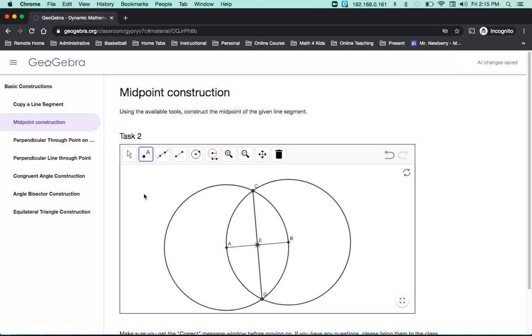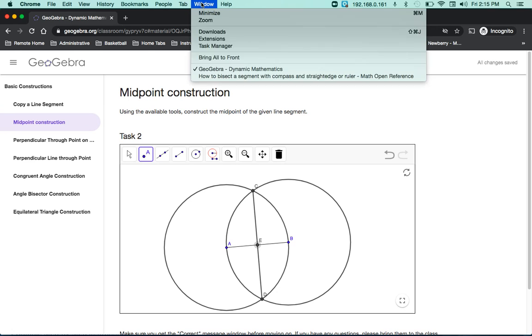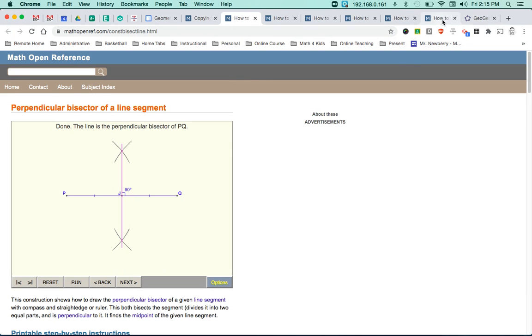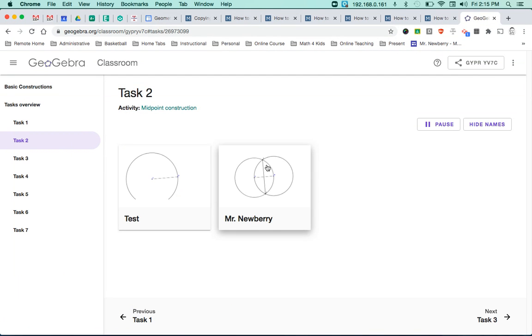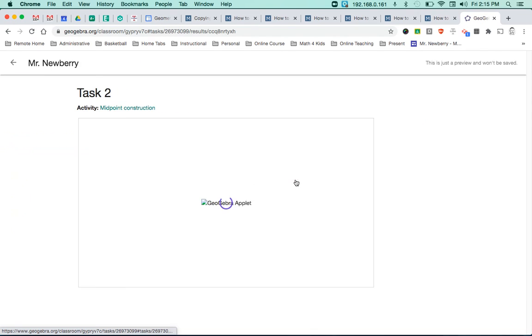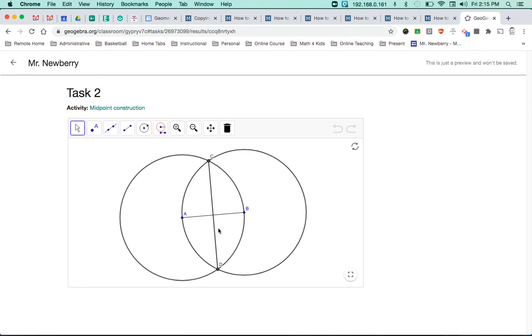Okay. Now again, you want to leave it like this because when I go back to my page, now there is Mr. Newberry's solution. All right, with the point. If I click on it, I can see it exactly where you're at. All right, good.